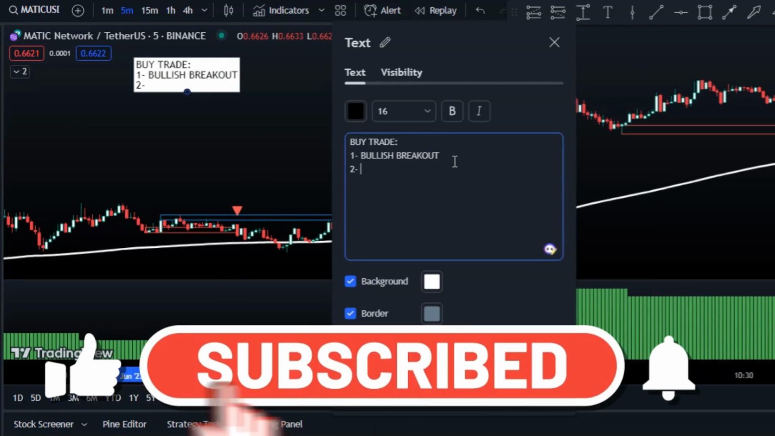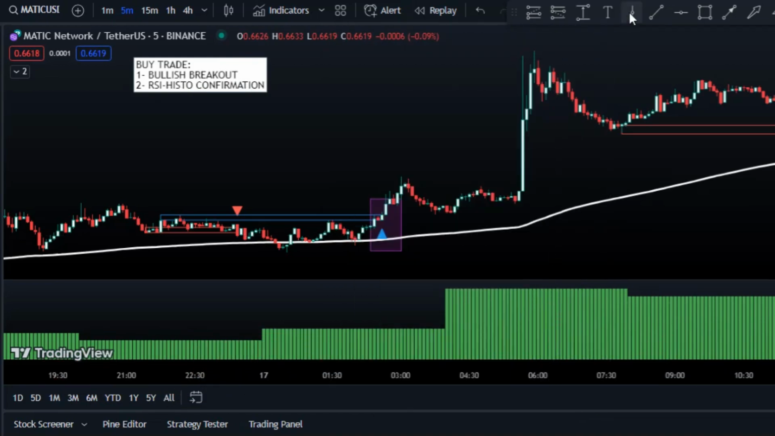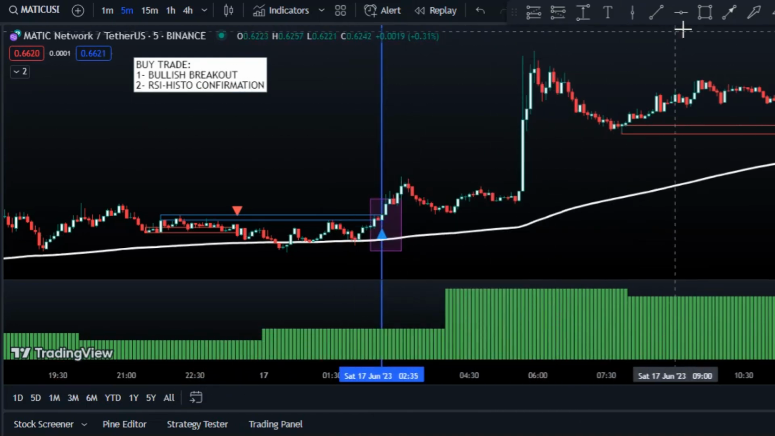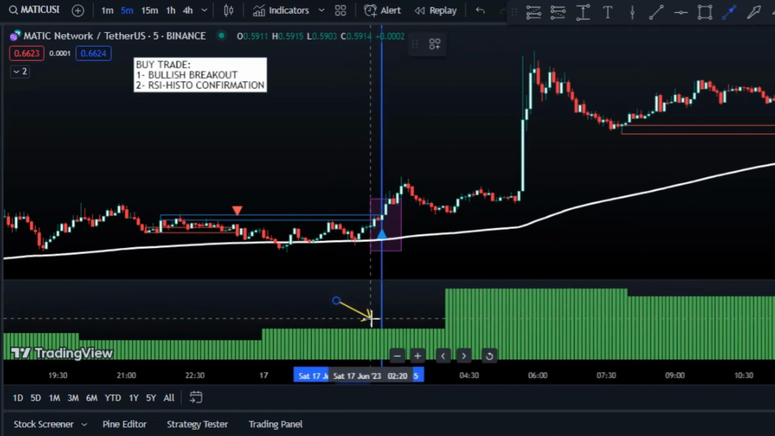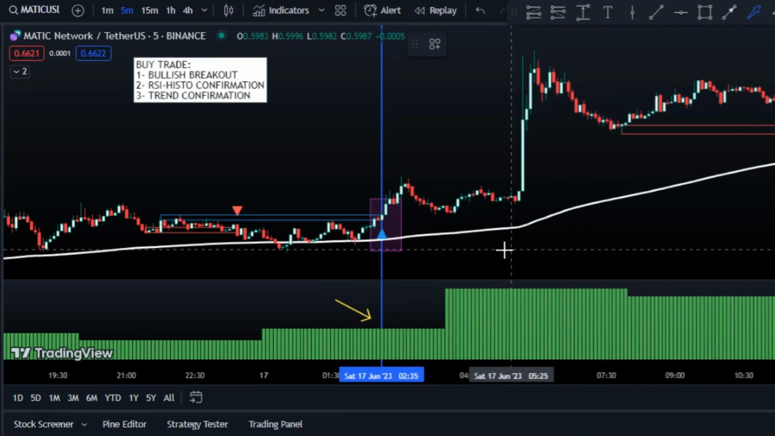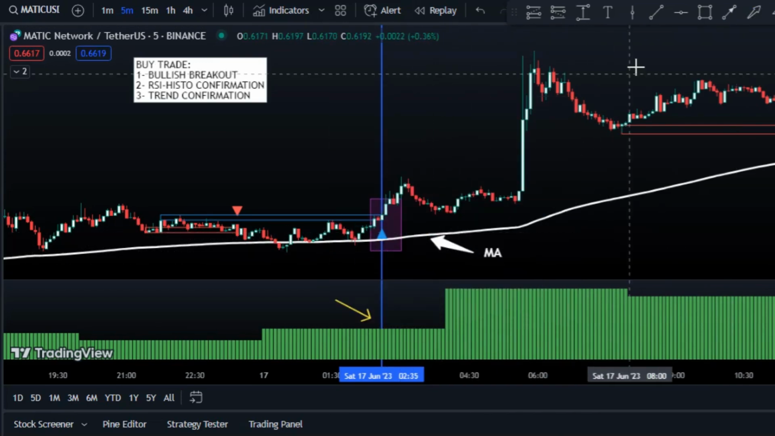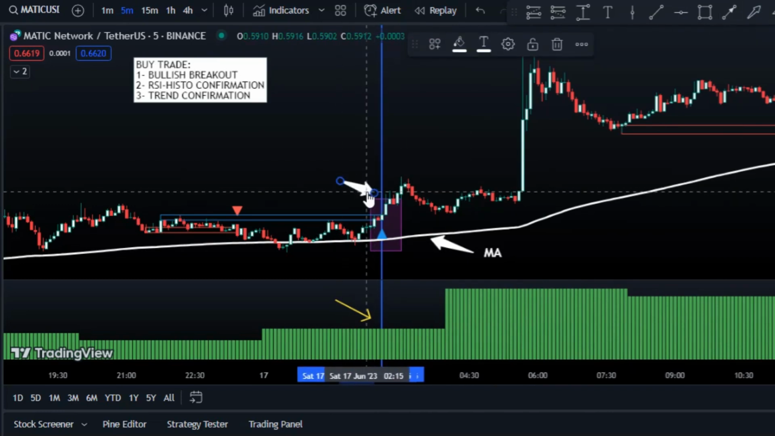Next, check the RSI histogram indicator to confirm your trade entry. You need to see the indicator showing a green color, which is a positive signal. This confirmation is important before you jump into the trade. And lastly, make sure the price is above the moving average, indicating an upward trend. So if the price consistently stays above the moving average, it adds further support to your trade entry decision.